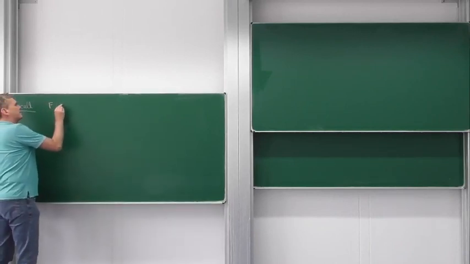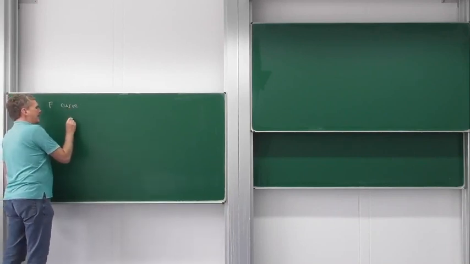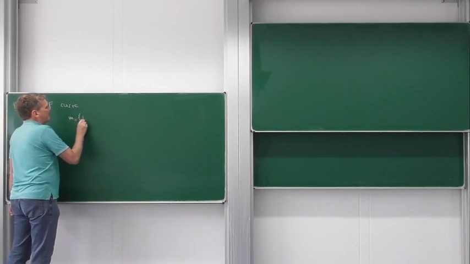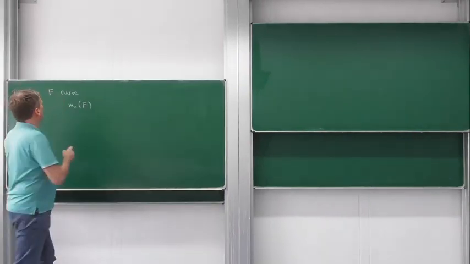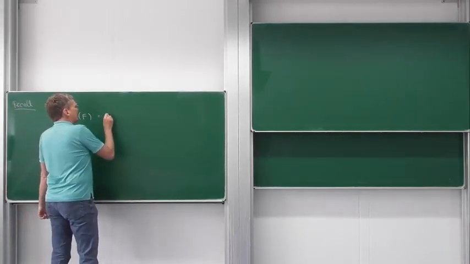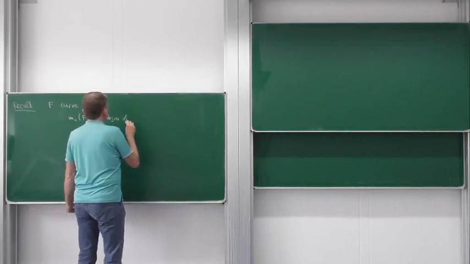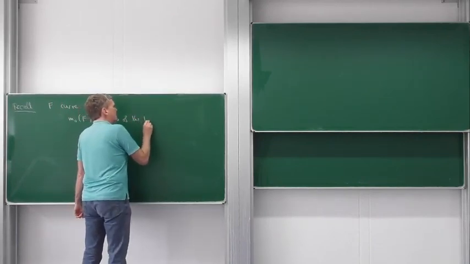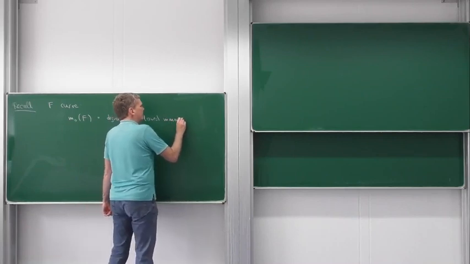So we said if f is a curve, then first of all we defined a multiplicity at the origin, m0 of f, the multiplicity of the curve at the point, was the degree of the lowest monomial in f that occurs there.